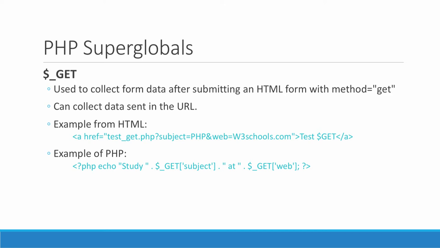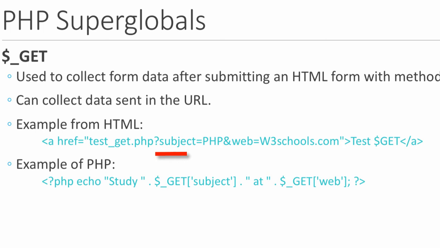What this is doing is it's giving us the addresses basically within the URL bar at the top of our website. What happens then on the PHP side is, in this particular case, it would say study and then subject equals PHP. So it would be study get PHP at get W3 Schools.